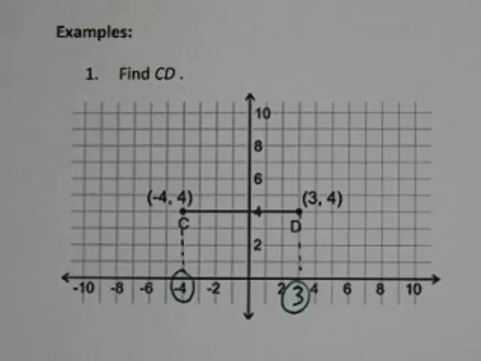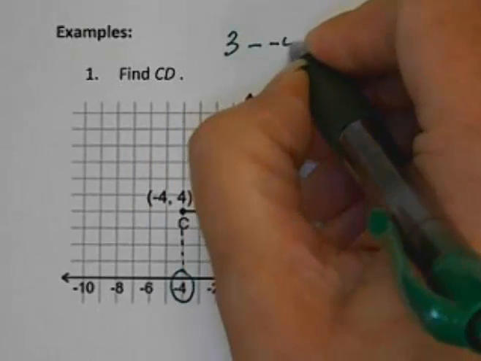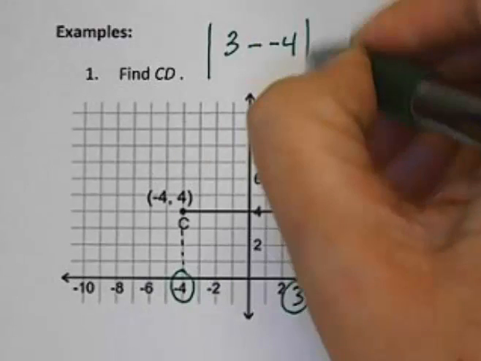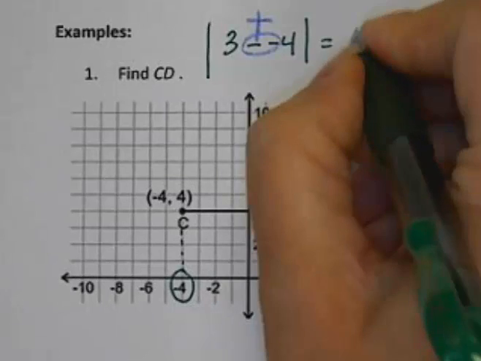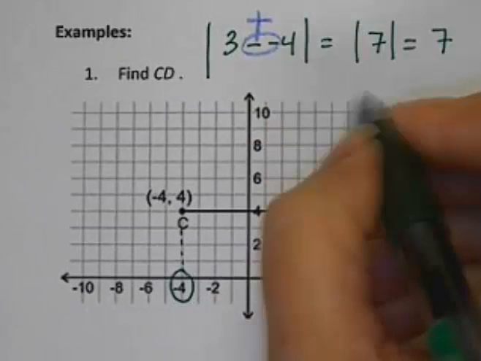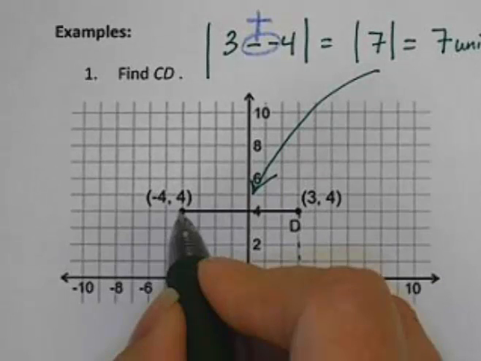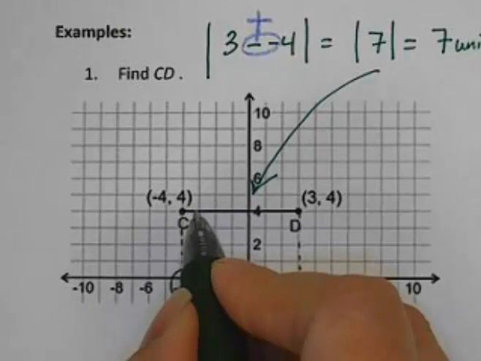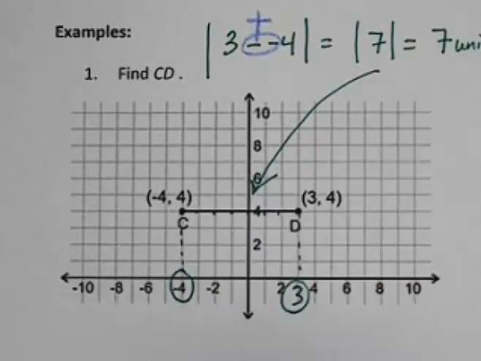Using the ruler postulate, we're just going to figure out the difference between those two numbers and make sure to take the absolute value. We would take 3 minus -4 and absolute value that. Remember, when you have two negatives like we do here, we go ahead and add, so it's 3 plus 4, which is 7, and the absolute value of 7 is 7. So the length of segment CD is 7 units. We can count the squares to make sure: starting at C and counting these jumps, 1, 2, 3, 4, 5, 6, 7 units.